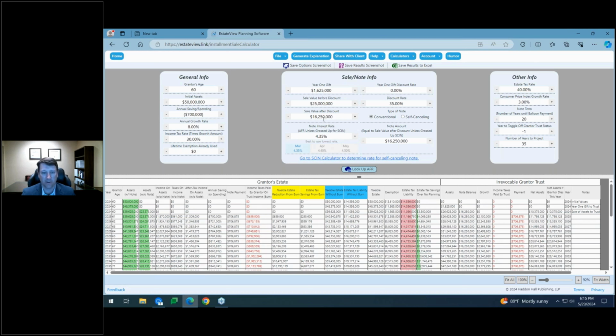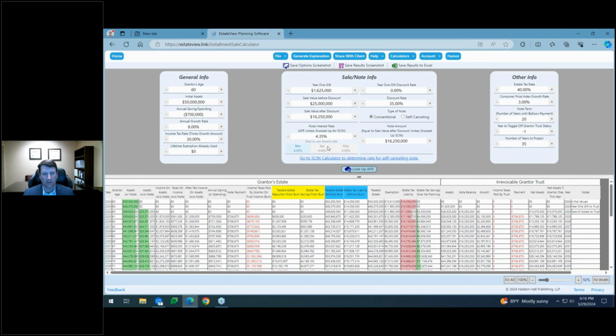So that's going to be our note owed back to us at 4.35% interest. And we're going to make a seed capital gift in year one of $1,625,000, 10% of the note value, to give the trust some capital to support those first interest payments, along with having capital to support actually entering into this note transaction. The IRS doesn't want to see an empty trust getting a note in exchange for assets. They want to see some capital there to support the ability to repay that note, which is why we make the 10% seed capital gift.